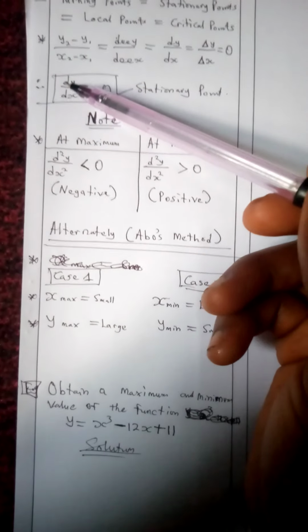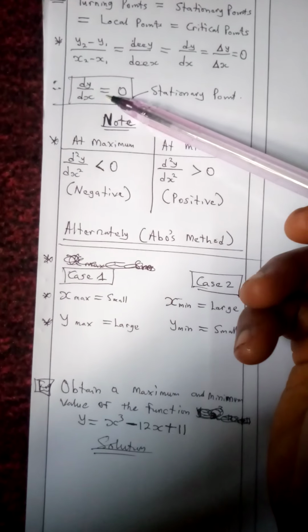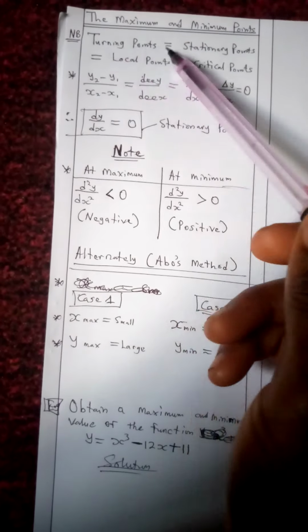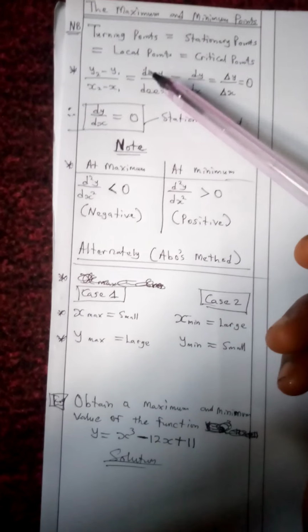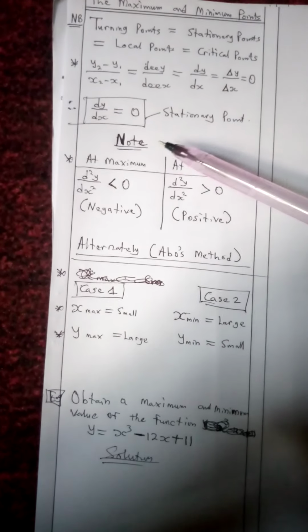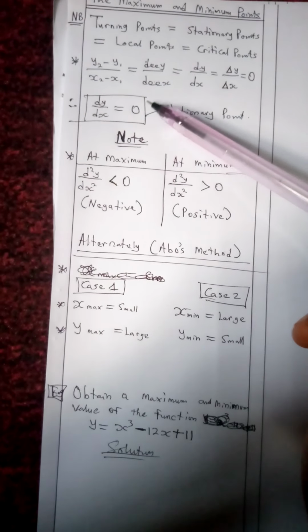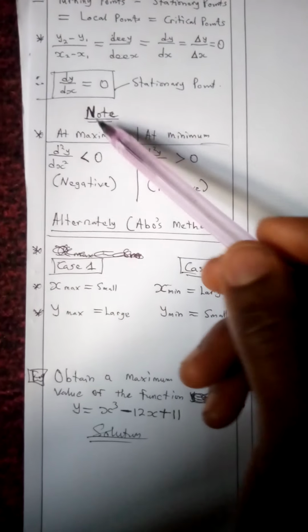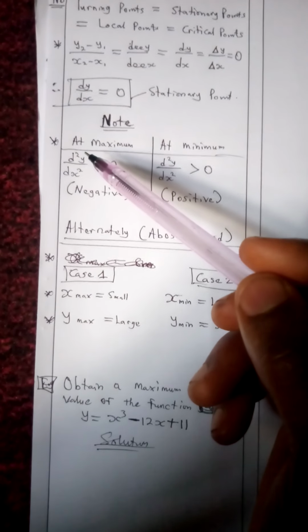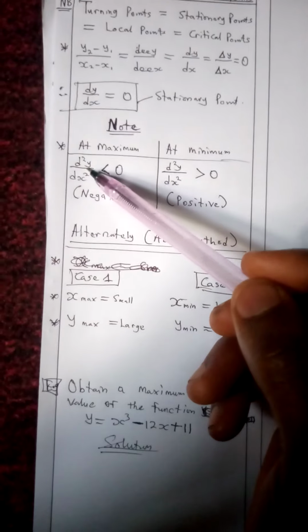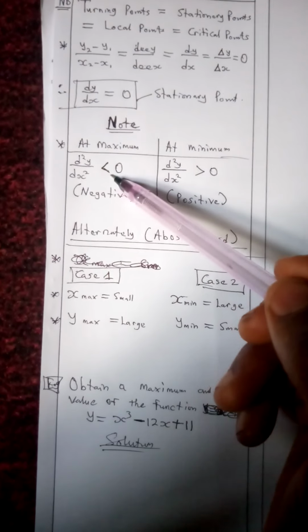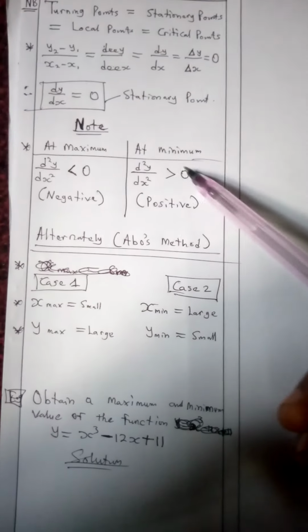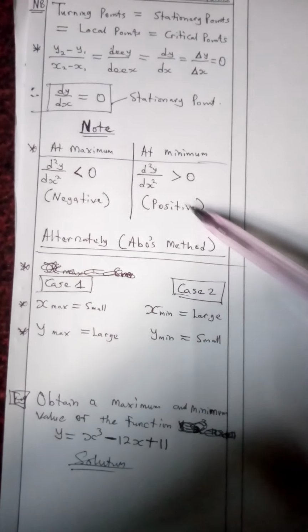So when we have dy over dx equal to 0, that's what we call a stationary point. And you can see that a stationary point is the same thing as a turning point, local point, and critical point. So at dy over dx equal to 0, that's your stationary point. What we need to note is that at a maximum, d squared y over dx squared is less than 0, and at a minimum, d squared y over dx squared is greater than 0. This is negative, this is positive.